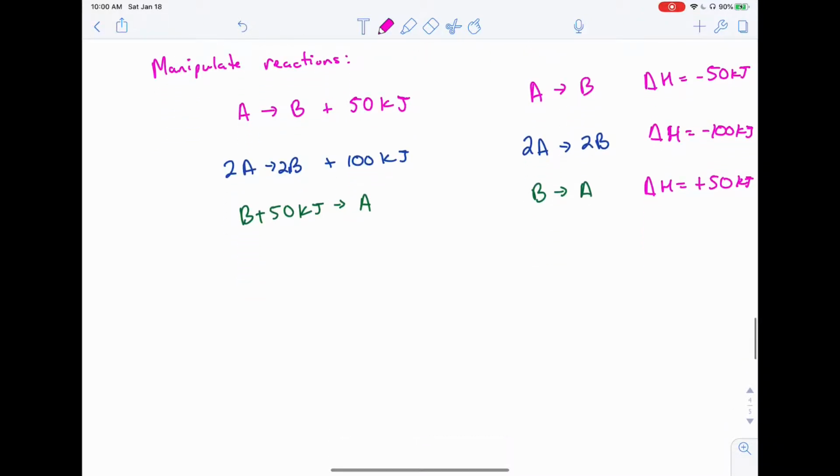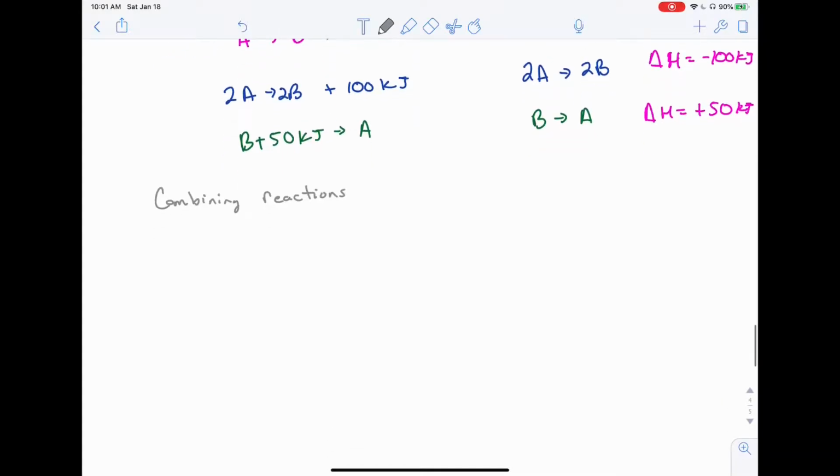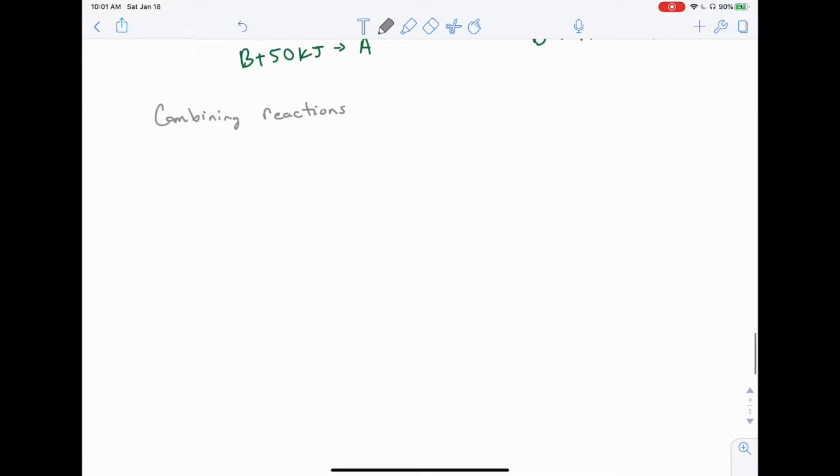Now, we've talked about this before, but I just want to make sure that we understand what combining reactions means. We've done it in redox in topic 9, and a little bit in equilibrium in topic 7. But let me just make sure we understand what all this means when we say combining reactions.